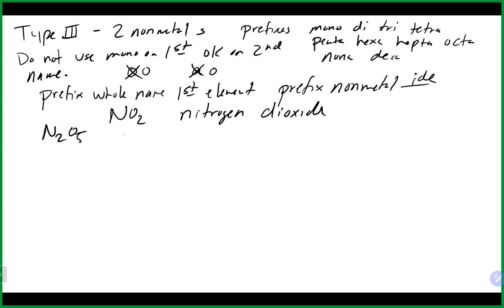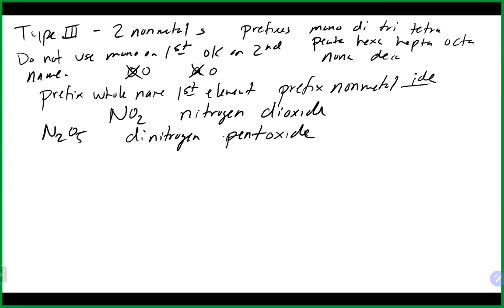N2O5, that is dinitrogen pentoxide. Drop the a from penta because the next letter is an o, so pentoxide would be the way to name those. Any questions on that there?